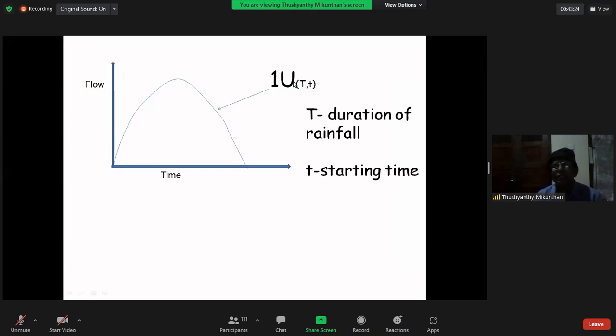This capital T is the duration of rainfall. Then simple t is the starting time: 8 o'clock, 9 o'clock, 10 o'clock. So the equation is 1U capital T simple t.